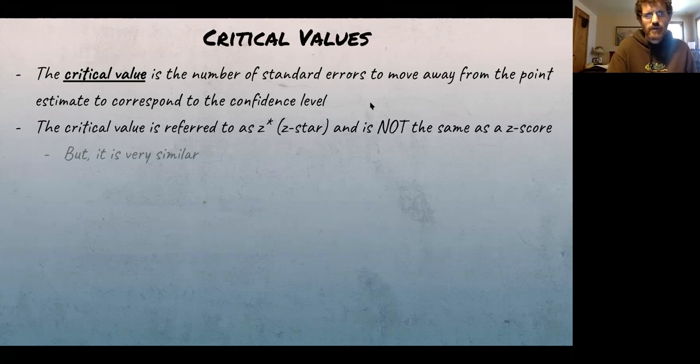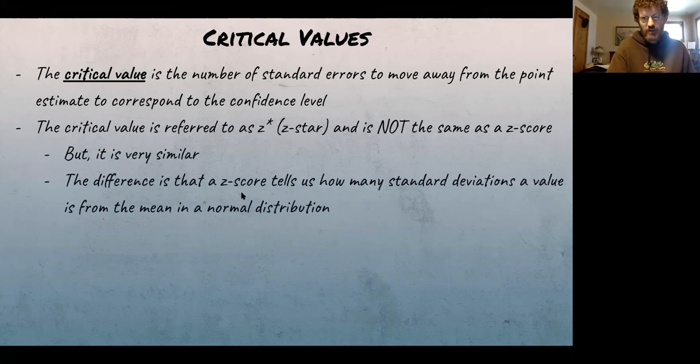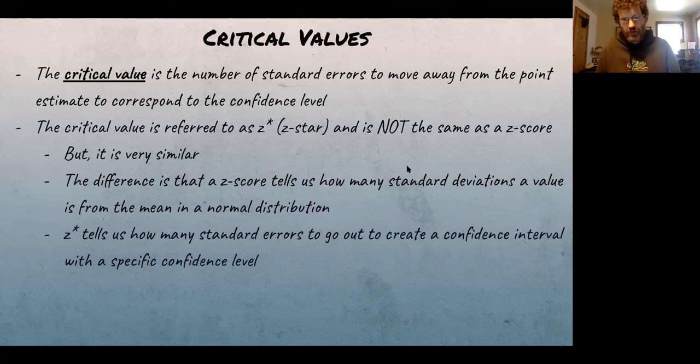It is the distance away. It's very similar. So a Z-score is how many standard deviations a value is from the mean in a normal distribution, and Z-star tells us how many standard errors to go out to create a confidence interval with a specific confidence level.